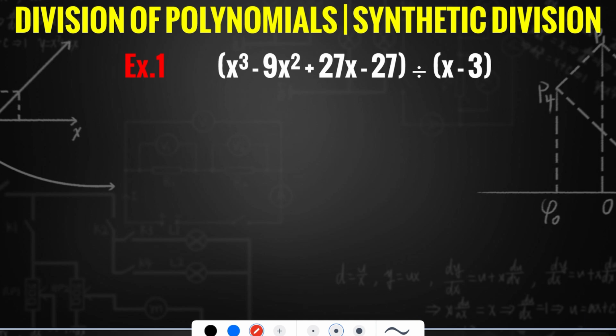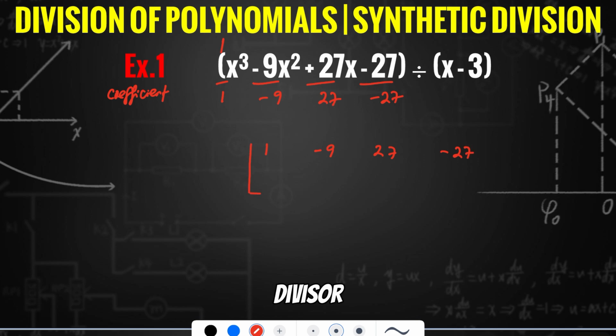So how are we going to do it? Remember coefficient, guys. Coefficient. That's the number from each term. In here, there's an invisible 1. So you have 1. The coefficients are 1, negative 9, 27, and negative 27. Alright, so we're going to rewrite them here: 1, negative 9, 27, and negative 27. How about your divisor? X minus 3, right?